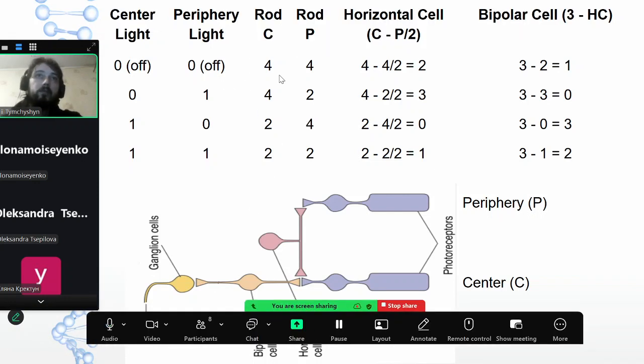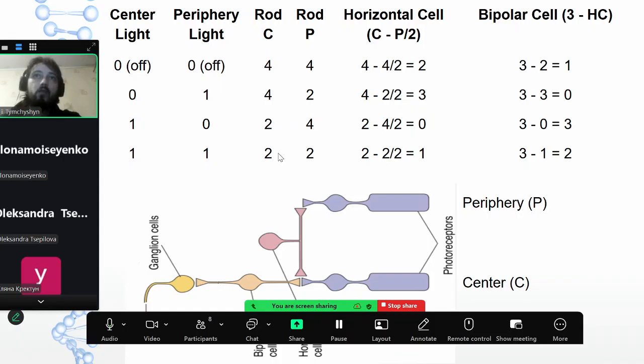What do they do? Well, when there is no light, you know that photoreceptors are generating some glutamate. So you have some signal from photoreceptors when there is no light, and you have no signal when there is light. If I don't have any light on the central photoreceptor, it's generating a lot of glutamate. Let's say some arbitrary number, 4. When we have some light, it generates a little bit of glutamate. Let's say the number 2. And these are the cases for the periphery.